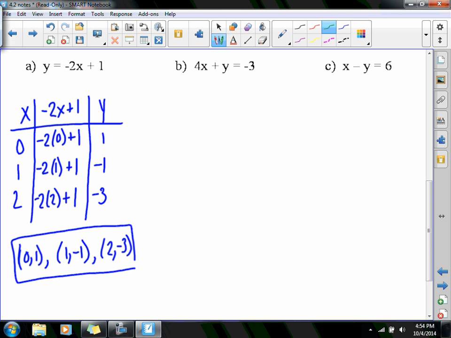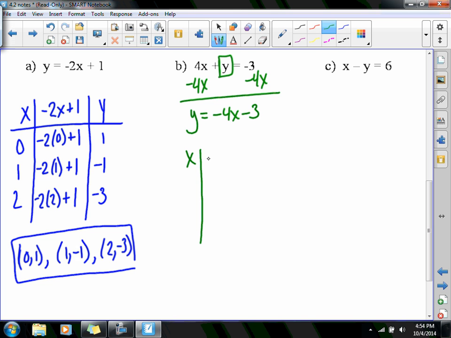Now part B is slightly different because the equation isn't solved for y already. And it doesn't have to be. You can make a table of values and not have the equation solved for y. But I think it's easier if it's solved for y. So I'm going to take a moment and I'm going to put this in function form. I'm going to subtract the 4x over to the other side. So I'll have y equals negative 4x minus 3. So when I make my function table, that's my function that I'm going to put in the middle column.